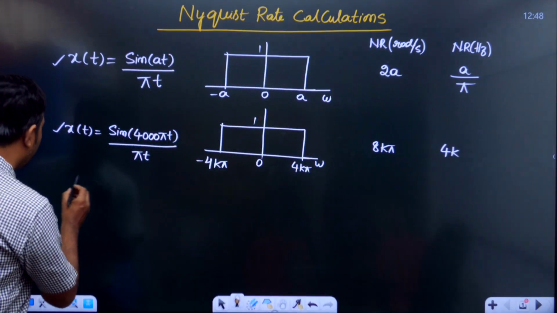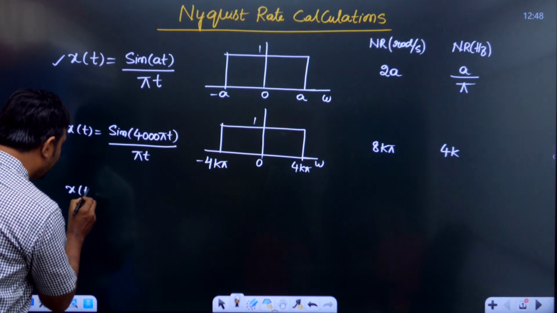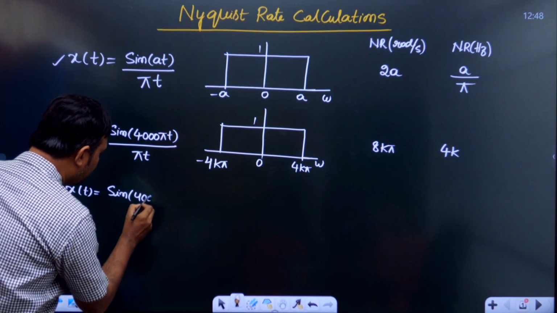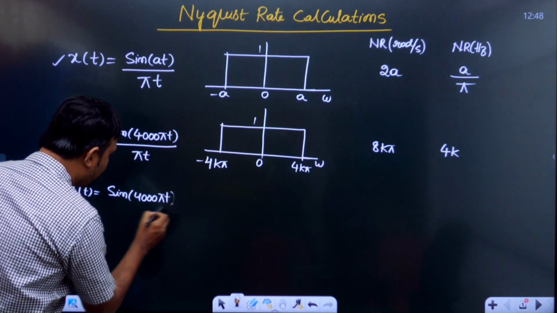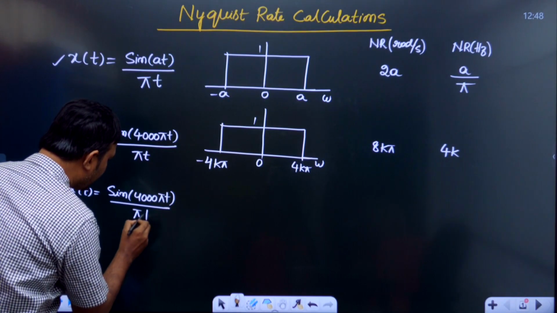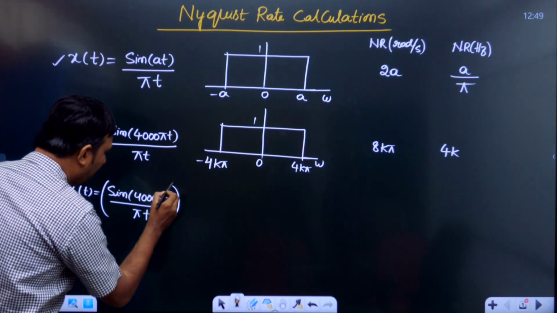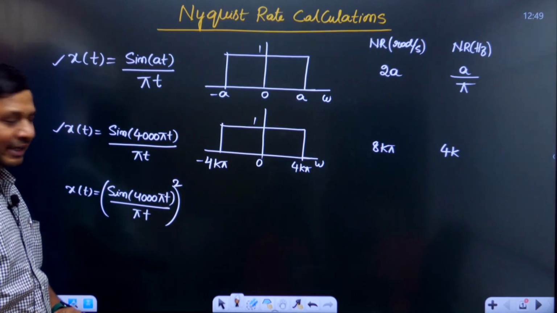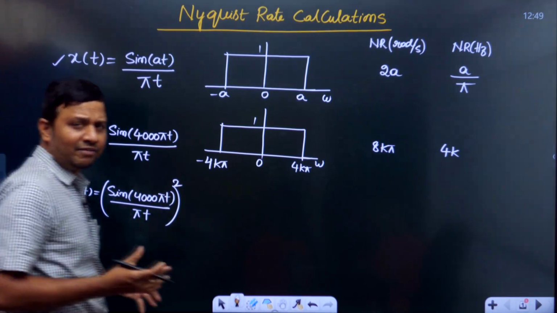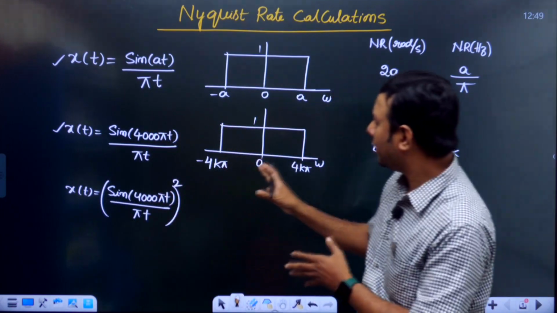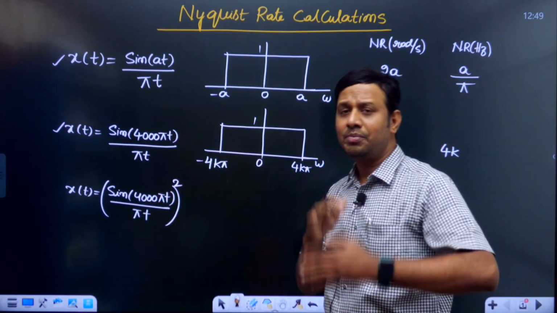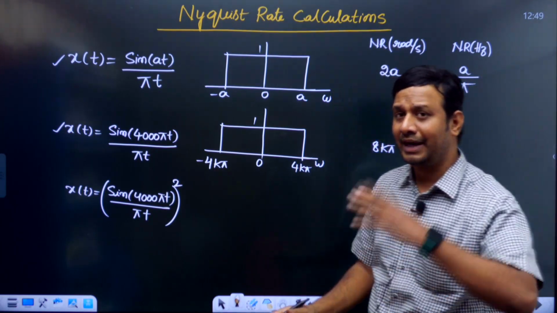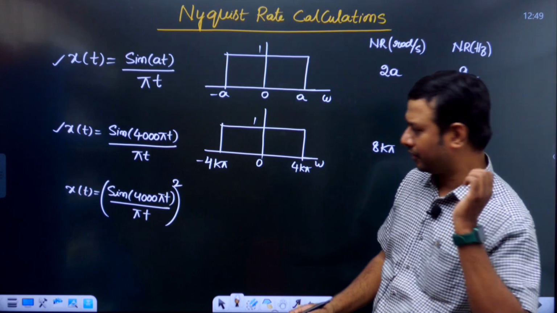Suppose this question is asked: x of t is equal to (sin(4000 pi t) by pi t) whole square. I want the Nyquist rate for this one. How to get the Nyquist rate? Here, look here, whenever you are going to answer a question regarding Nyquist rate, you must be in a position to apply some principles from Fourier transform and LTI systems concepts also, right?